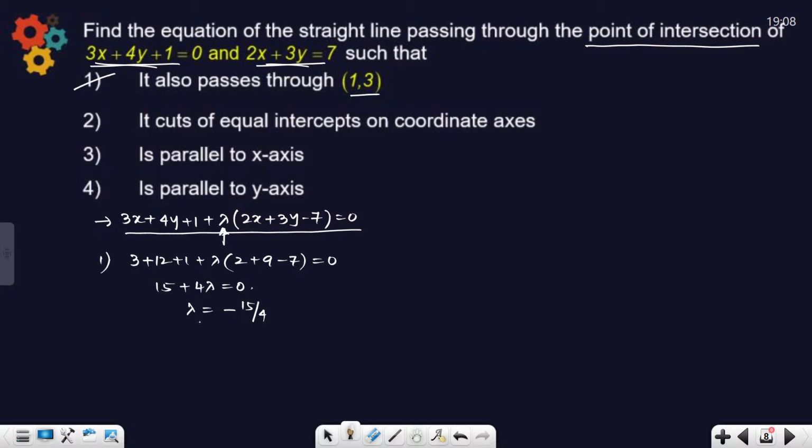So what is the equation? The equation is simply to put this value of lambda in this equation. Is it clear or not? Let me just erase this. Okay. So if I put lambda equals to minus 15 over 4 in this expression, what are we going to have?